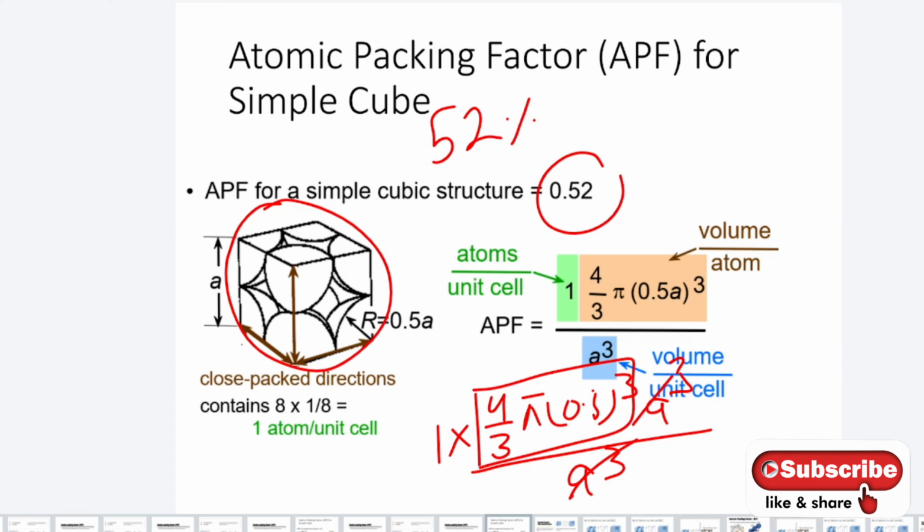The remaining 48% is free space, right? So it means almost half of the unit cell is free space, while the remaining half is covered by the atom. So this is what the atomic packing factor tells us, right? And this is how we find the atomic packing factor for the simple cubic structure. Is it easy? Clear?